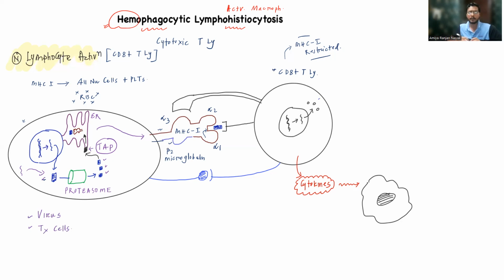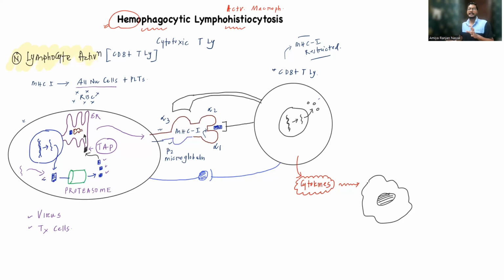And at this point of time, you might be thinking that, as I have told you, all the nucleated cells will have this MHC class 1 molecule. You might be thinking that MHC class 1 molecules will also present the self antigens. Yes, it is possible. However, those self antigens, even though they are recognized by the CD8 plus T lymphocytes, the T lymphocytes will not be activated in those cases.